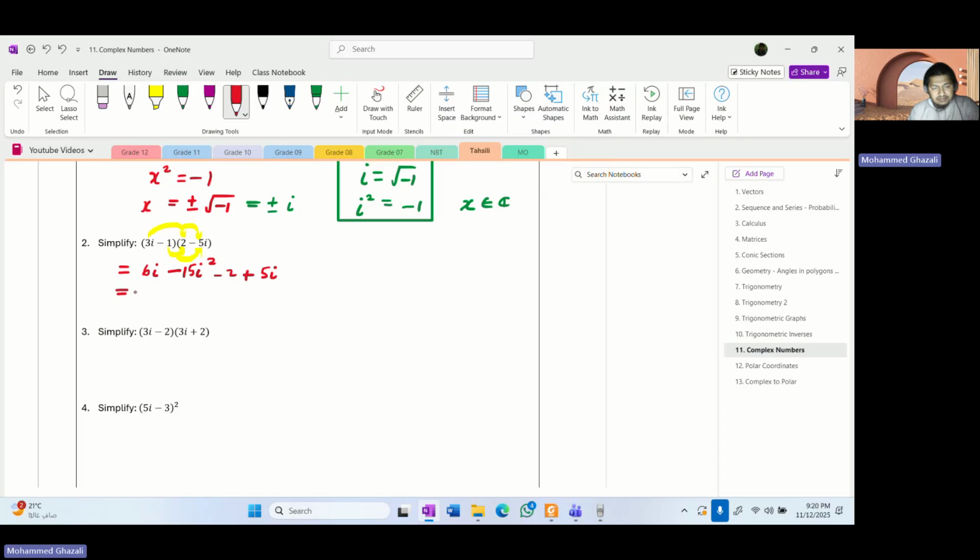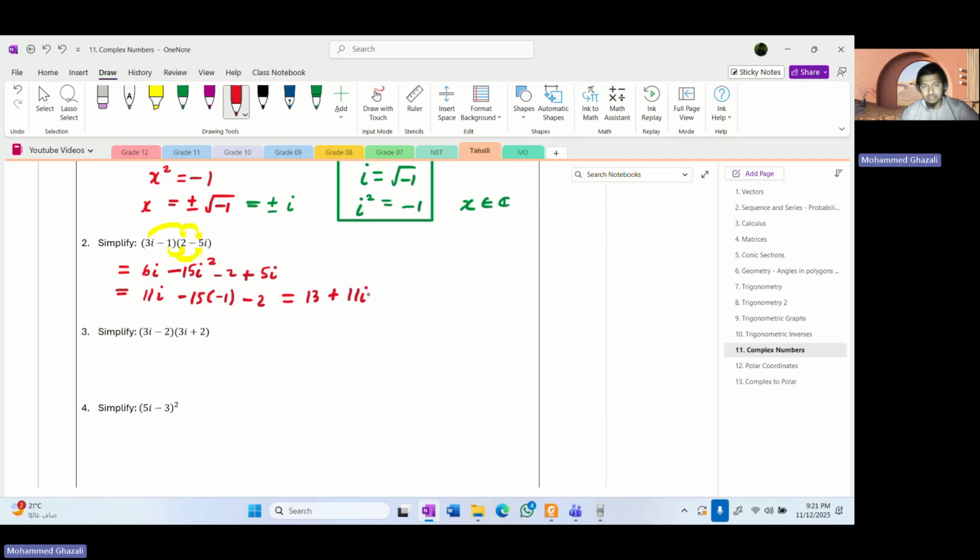So what do we have? We have 6i plus 5i is 11i. And we got minus 15i squared. But remember, i squared is negative 1, right? And then minus 2. So what do we get? Positive 15 minus 2 is 13, because negative 15 times negative 1 is positive 15. Positive 15 minus 2, those are like terms. So that's 13 plus 11i.